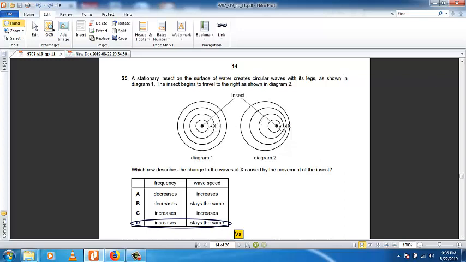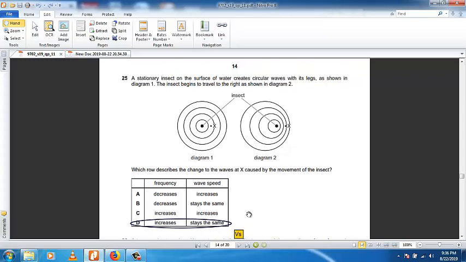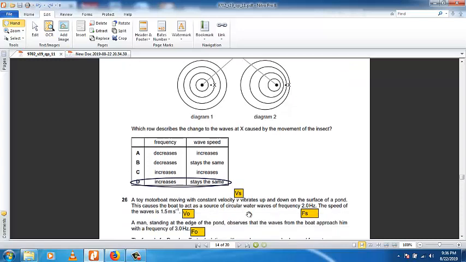Now in diagram 2 we can see that the wavelength is decreased. Because the wavelength is decreased, the frequency must increase. So the frequency must increase, so it's either C or D. And we all know that the wave speed must remain the same. In V equals F lambda, the wave speed remains the same while the frequency and lambda change. So it's B, question 25.